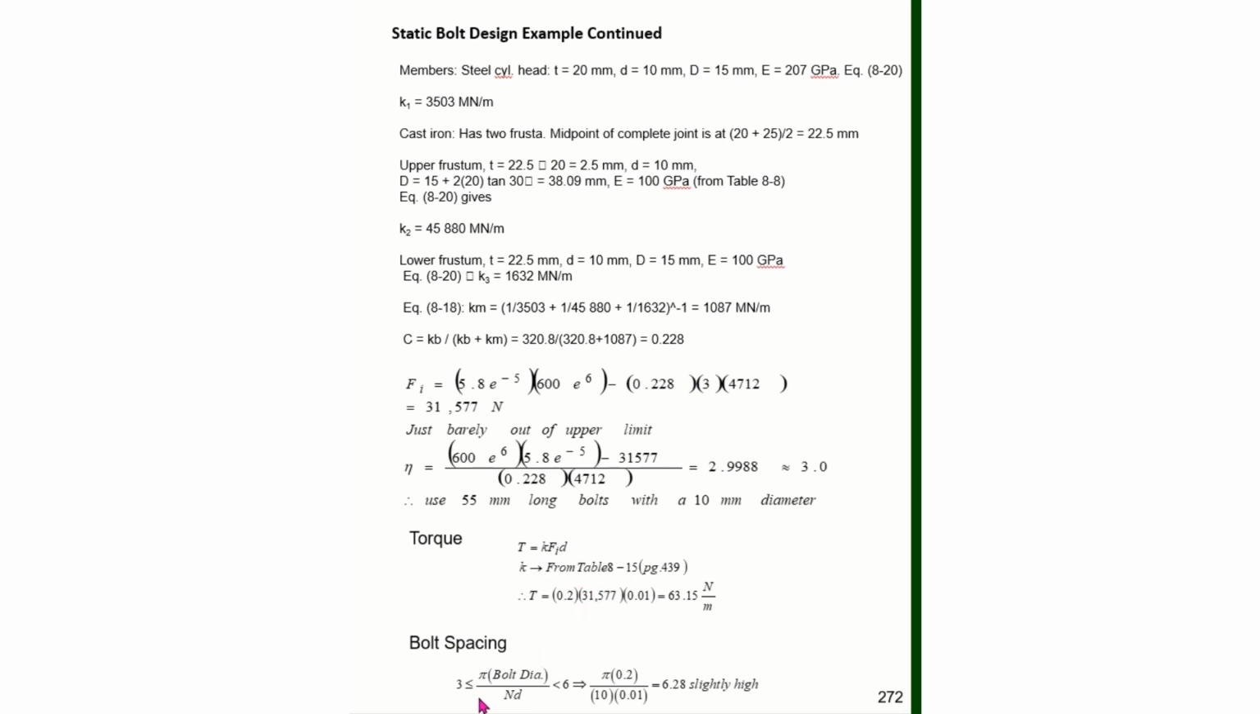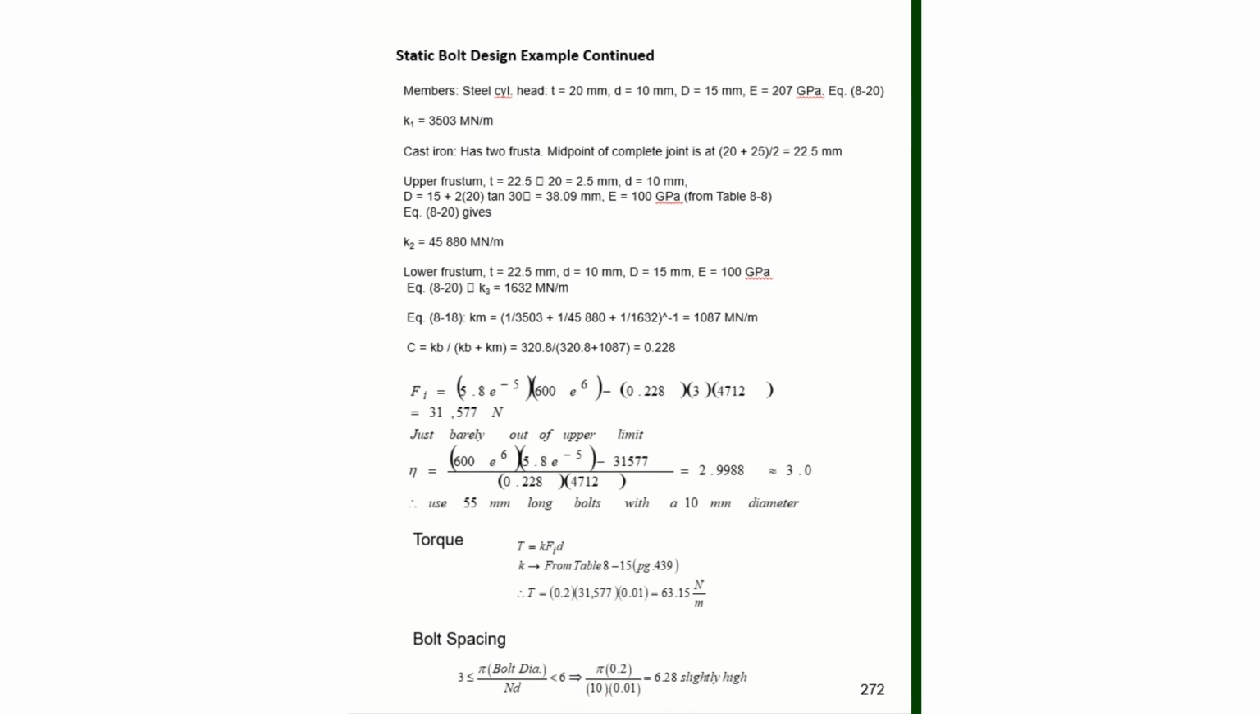Then we can check our bolt spacing. We know that we want our bolt spacing to be between 3 and 6 diameters. Here we end up with a bolt spacing of 6.28, which is a little bit high, but as we discussed. So I will expect you to be able to go through this static bolt design process on homework and on an exam. If you have questions about this, we can certainly review it in our in-class review sessions.